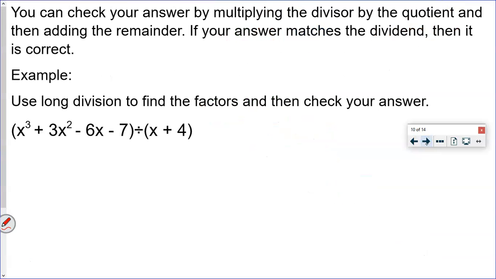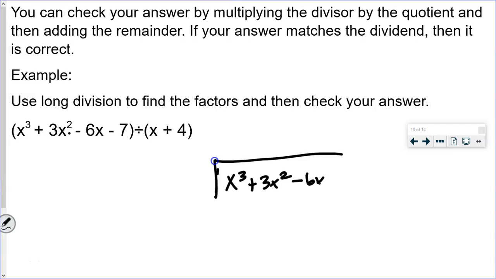All right, so the next one, we're talking about checking our answers by multiplying the divisor by the quotient and then adding the remainder. So if your answer matches the dividend, then it's correct, okay? So we're going to use long division again. So here's my first question for y'all. Is there anything missing? I see x to the third, x to the second, x to the first. Nope, nothing's missing. Okay, so we're just going to write it here. x to the third plus 3x squared minus 6x minus 7. And then we're going to divide that by x plus 4.